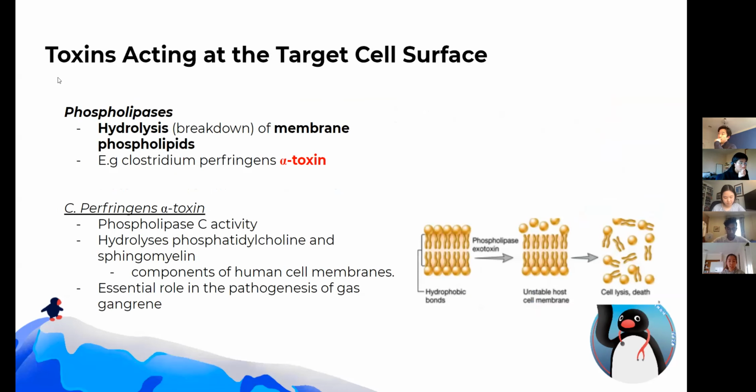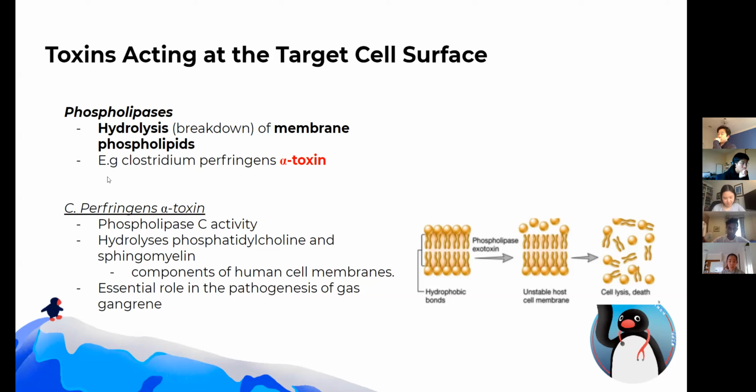Okay, so moving on to the next class of toxins. These are toxins that target the cell surface. Sorry, bad grammar. One type of toxins that act on the cell surface are phospholipases. These do hydrolysis and they break down the membrane phospholipids essentially.